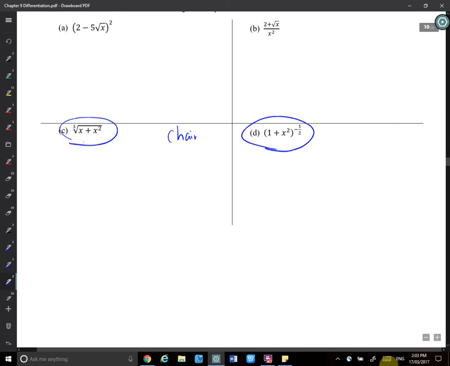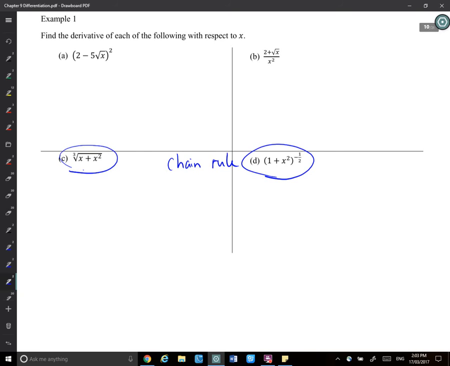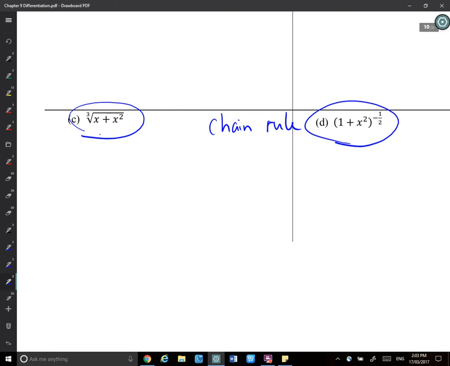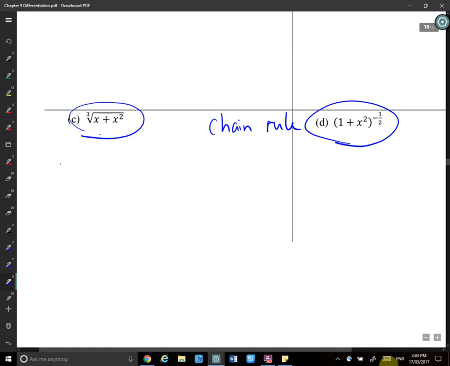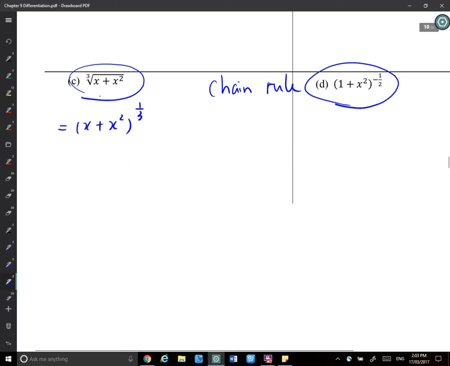Why can I do this one? Because I know how to expand it. I know how to expand a minus b squared. But if there's a cube root, I don't know how to get out of this. What that equals to is x plus x squared to the power of a third. I don't know how to separate them. The power is there and I can't get the function out of the cube root. So I need to use chain rule.